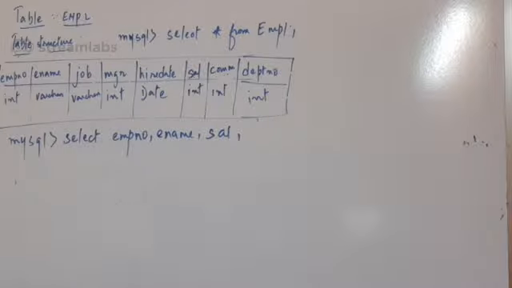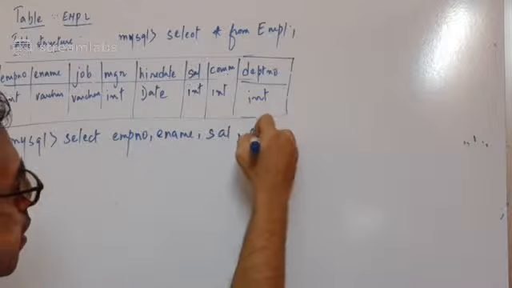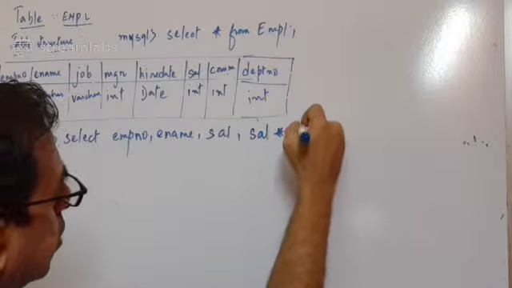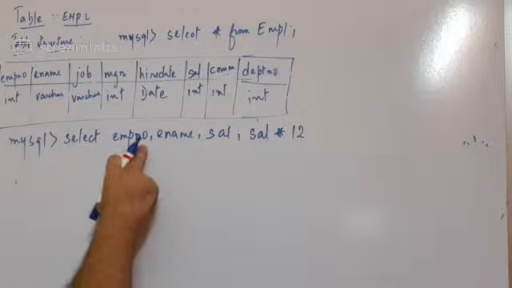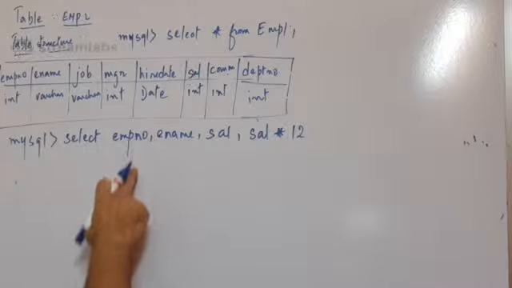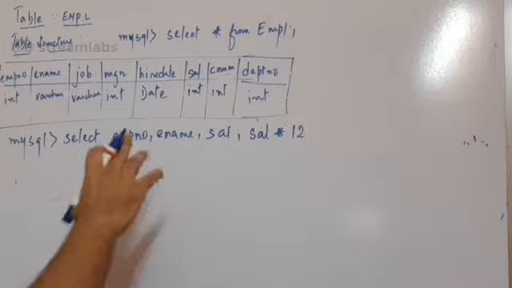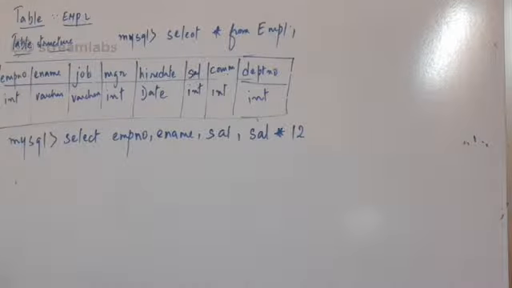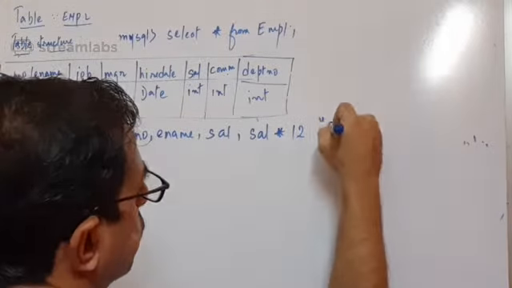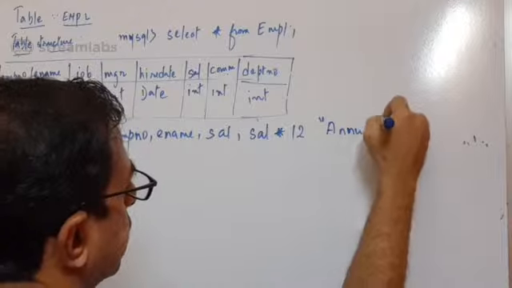Then you need to calculate the annual salary in that same statement, and that should be displayed under a new heading. So you will write sal into 12, and if you want to give a new column name for this particular column, otherwise the output will come under the same column heading. The ENAME column values and salary will come in the same manner, but if you want to display it under a refined heading, you need to give, within double quotes, annual salary.